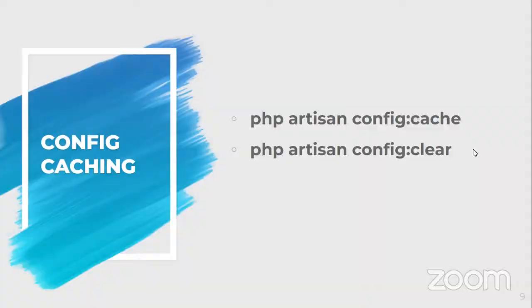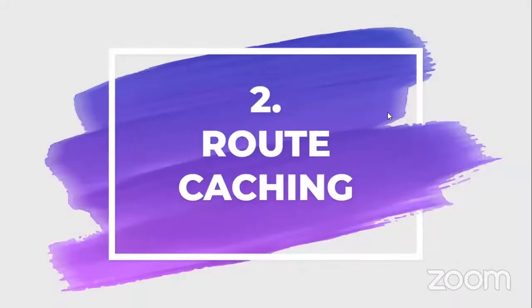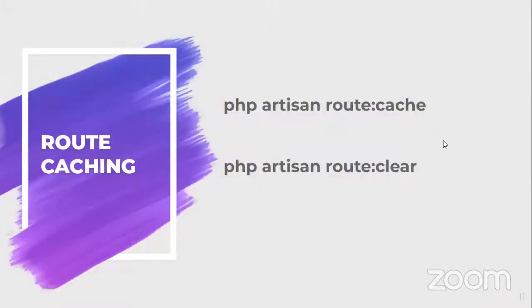Then the next one, tip number 2, is route caching. Just like config caching, in the case where your Laravel app has many routes, let's say an e-commerce website or a very big website, which will have many routes, when users try to access particular routes and keep going and coming, if they are not cached using the php artisan route:cache command, there might actually be lagging, like sluggishness, due to it not being cached.